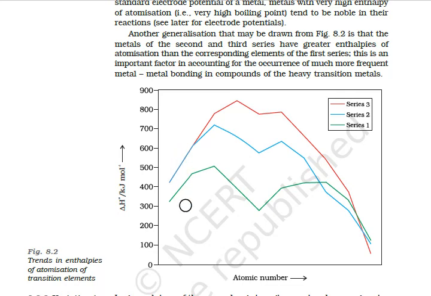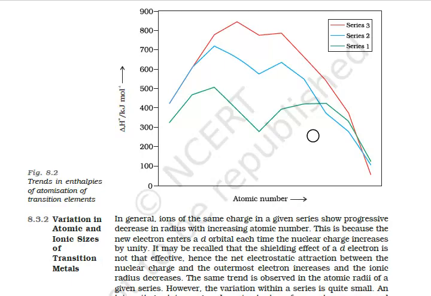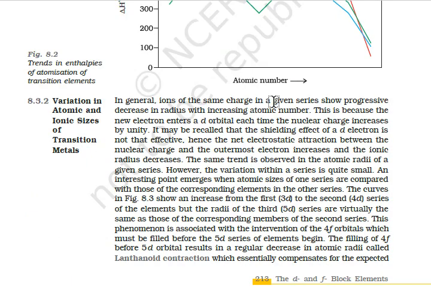Here we can see that the first series has very low atomization enthalpy, while in the case of the second and third series it is very high. Now, what is the variation in the atomic and ionic size of the transition metals?